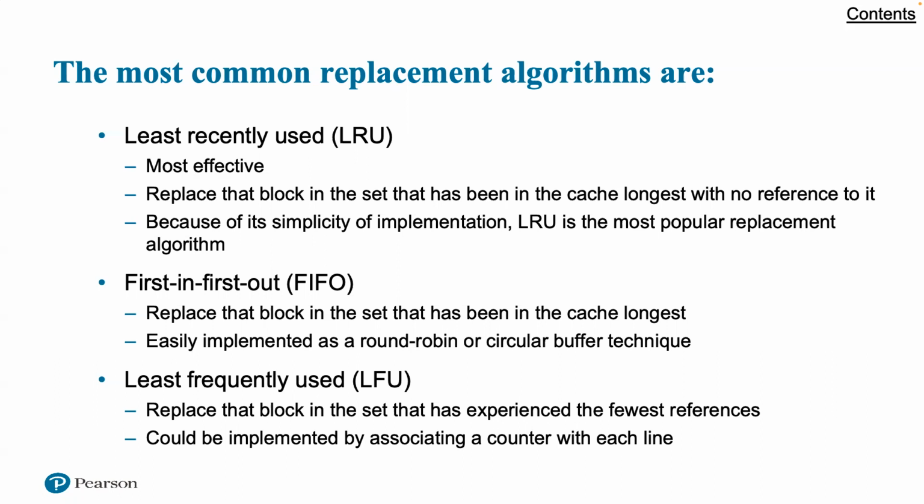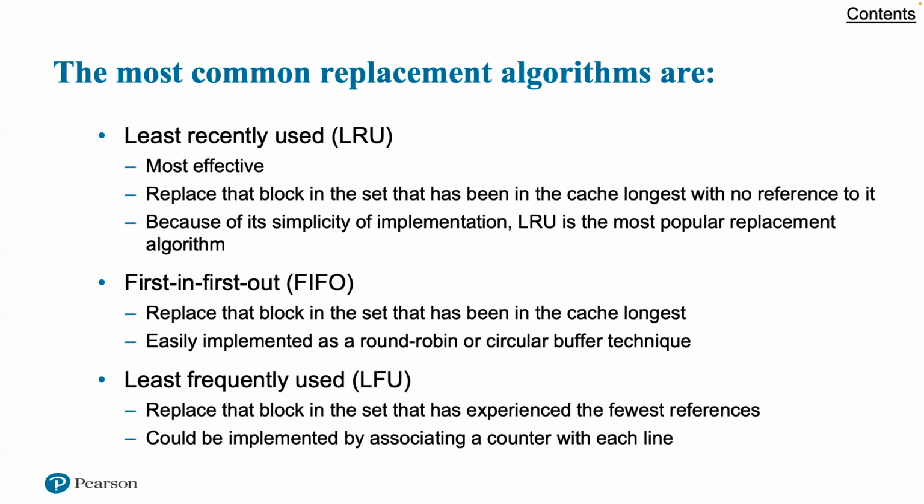LRU is also relatively easy to implement for a fully associative cache. The cache mechanism maintains a separate list indexing all the lines in the cache. When a line is referenced, it moves to the front of the list. For replacement, the line at the back of the list is used. Because of its simplicity of implementation, LRU is the most popular replacement algorithm.